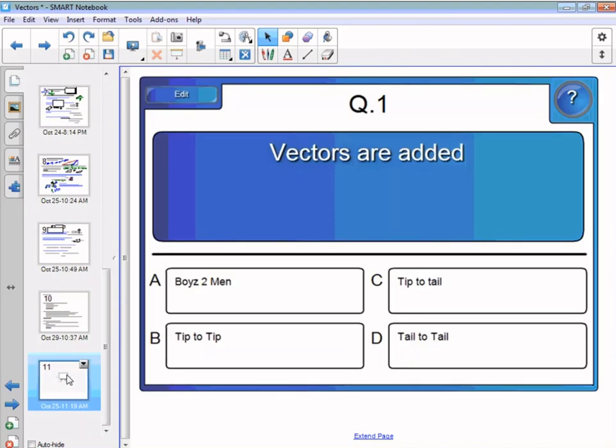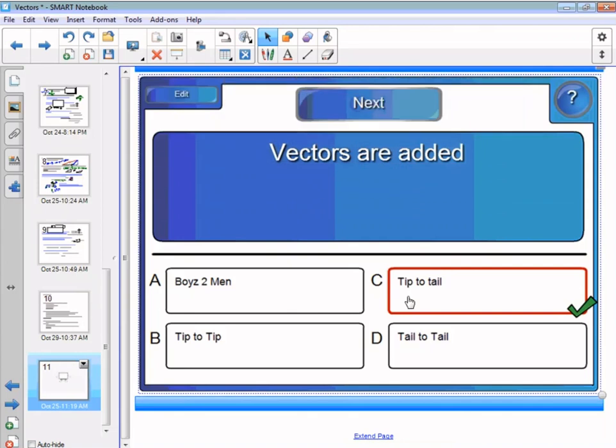One last volunteer, please. You get to take our summarizing quiz. Volunteer! Yes, sir. All right, vectors are added tip to tail, tail to tail, tip to tip, or point to man. Tip to tail. All right, excellent. Say next.